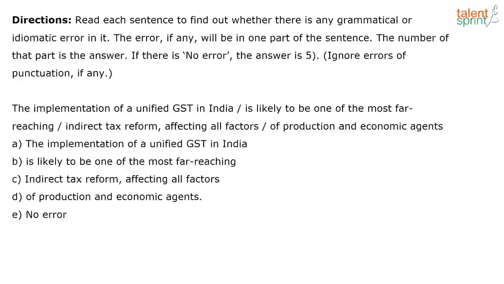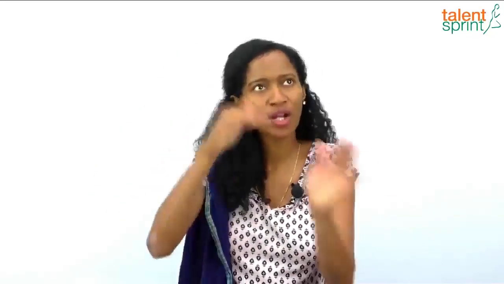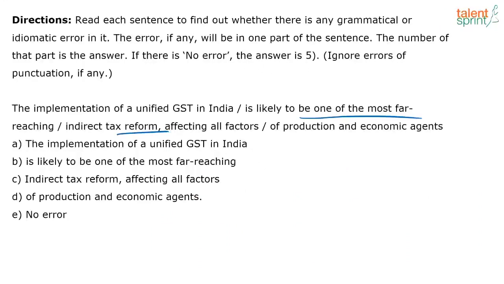Yeah. Let's move on. The implementation of unified GST in India is likely to be one of the most far-reaching indirect tax reform affecting all factors of production and economic agents. Where do you think the error is? This again, just for detail, is a noun number error. So Girish, yes, you're right. Remember guys, whenever you have anything starting with one of the, which means out of so many, I am taking out or focusing on one particular aspect. So it has to be one of the many. So one of the is always followed by a plural noun. That's the rule.